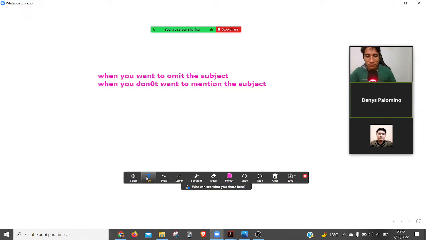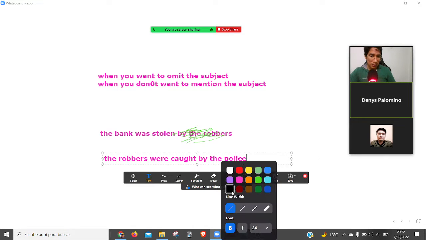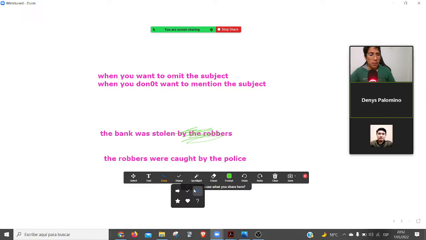For example, the bank was stolen. But are you gonna write by the robbers, or is that obvious? Obvious. It's not necessary for you to mention by the robbers. Or maybe this one. The robbers were caught by the police.